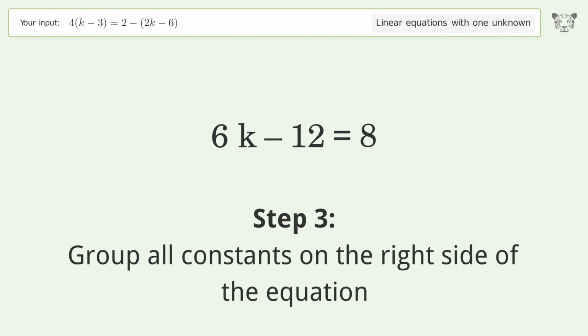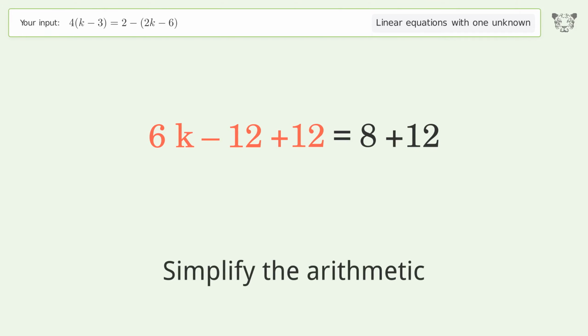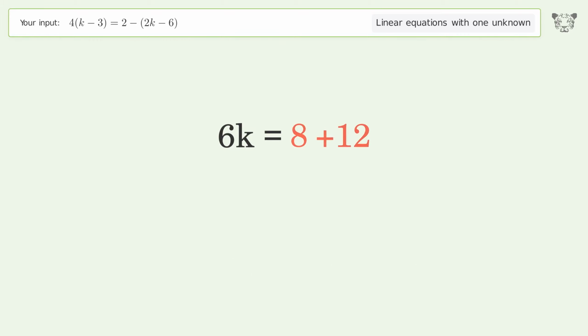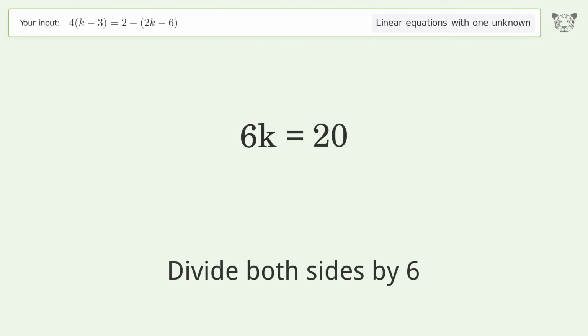Group all constants on the right side of the equation. Add 12 to both sides. Simplify the arithmetic. Isolate the k. Divide both sides by 6.